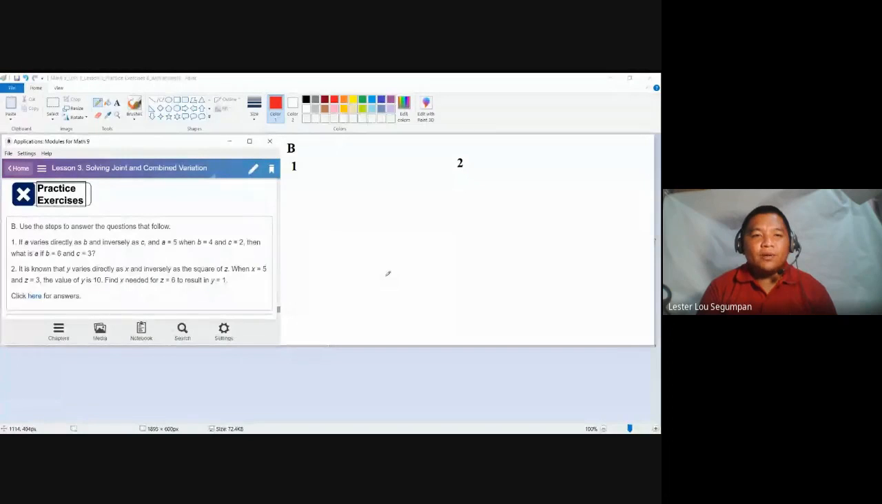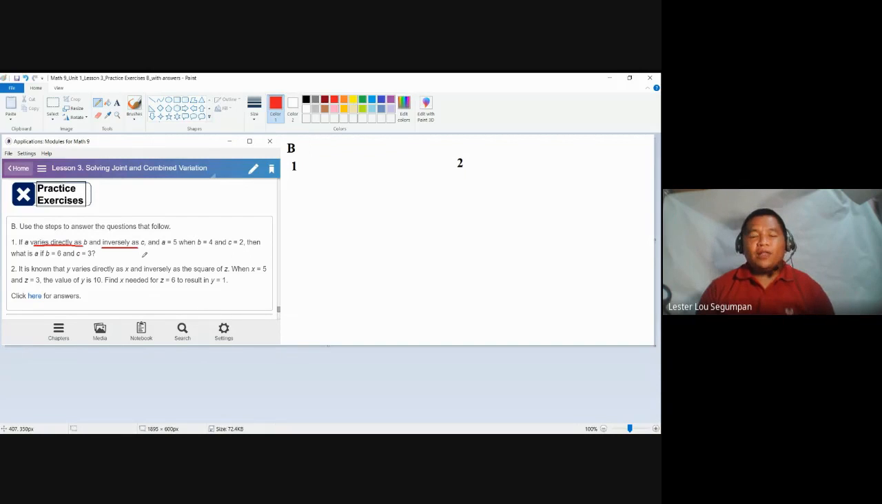So you have here number 1 and number 2 for practice exercise B, specifically for the combined variation. So for number 1, let us try to read it carefully. If A varies directly as B and inversely as C, right? So again, there's no specific variation statement for combined variation.